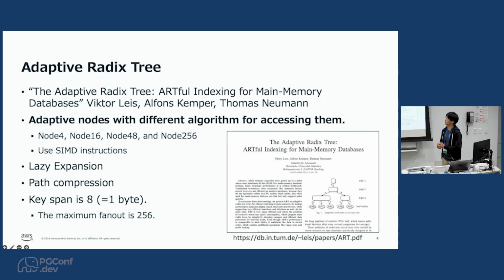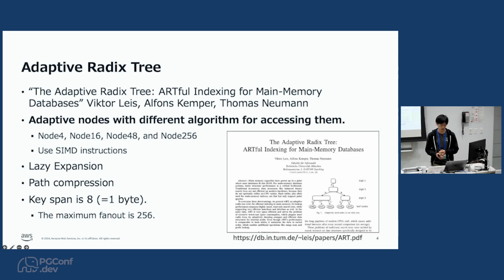Now, the Adaptive Radix Tree. The Adaptive Radix Tree is a variant of the Radix tree, originally proposed in the academic paper "The Adaptive Radix Tree: ARTful Indexing for Main-Memory Databases" in 2013 or around that. In this paper, they also proposed three key techniques: adaptive nodes, lazy expansion, and path compression.